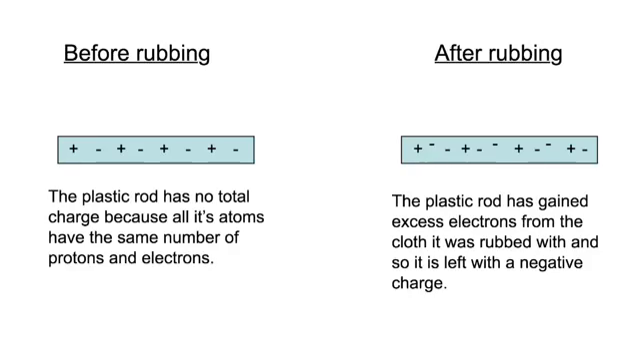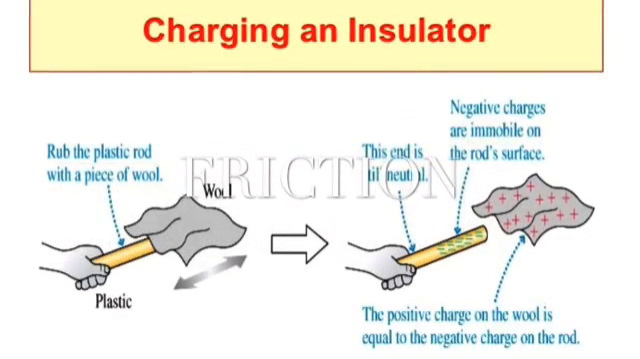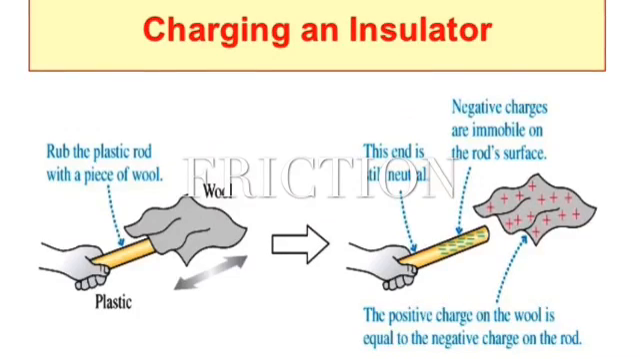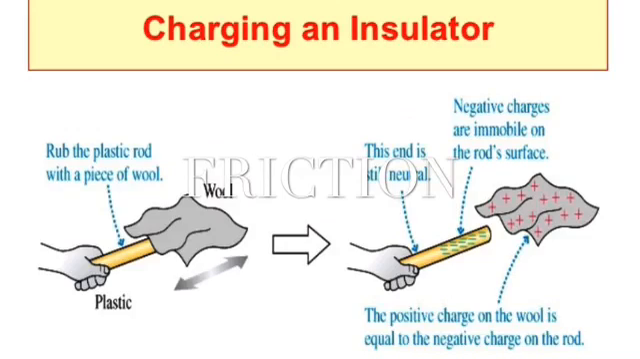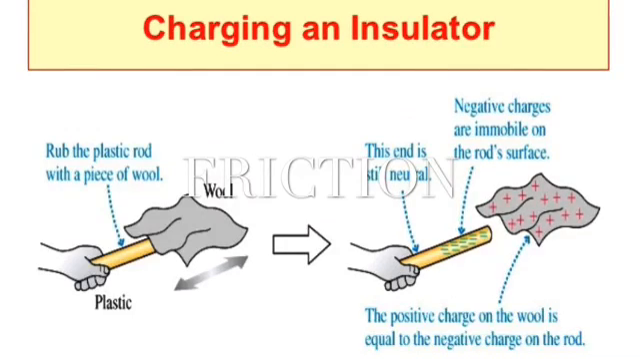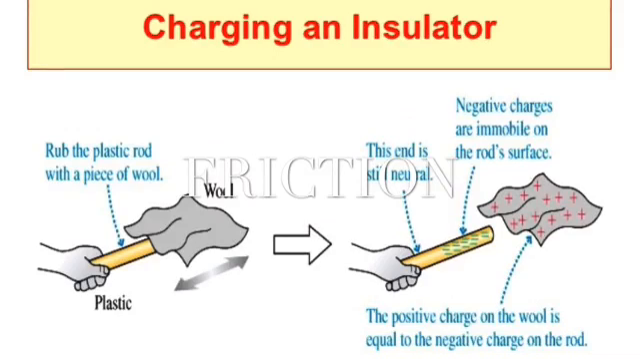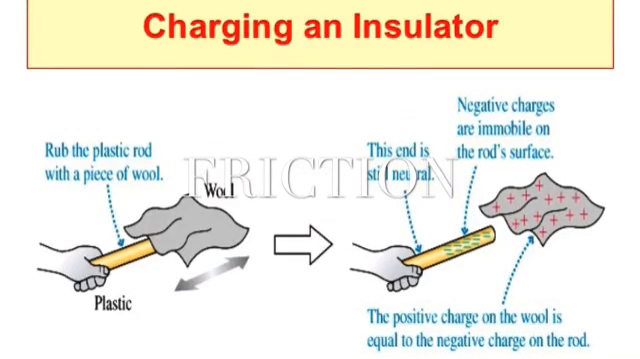If you think about the cloth that you were rubbing with, it's given electrons away. They've transferred because of that force of friction. When the electrons transferred away, the cloth was left with fewer electrons than protons, and so the cloth has a positive charge. Charges can be transferred by the force of friction.